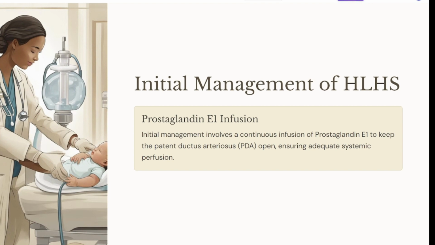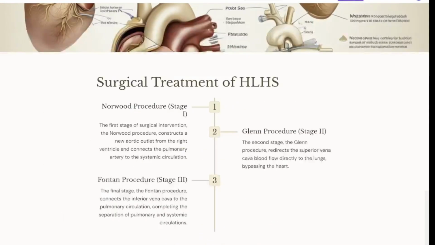Norwood procedure, stage 1, constructs a new aortic outlet from the right ventricle and connects the pulmonary artery to the systemic circulation. Glenn procedure, stage 2, redirects superior vena cava blood flow directly to the lungs, bypassing the heart. Fontan procedure, stage 3, connects the inferior vena cava to the pulmonary circulation, completing the separation of pulmonary and systemic circulations. Heart transplantation is an alternative for patients who cannot undergo or fail the staged surgeries.